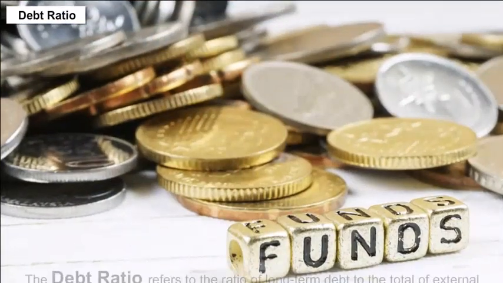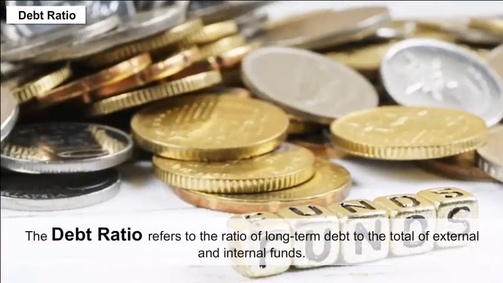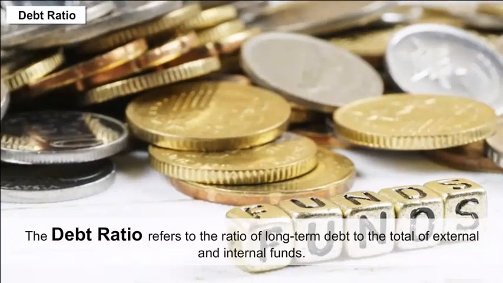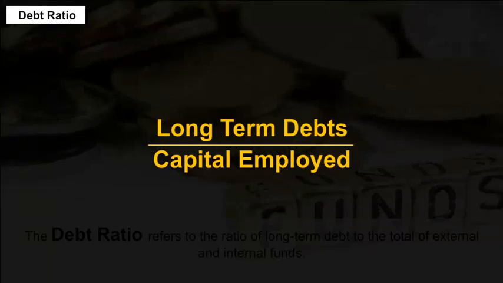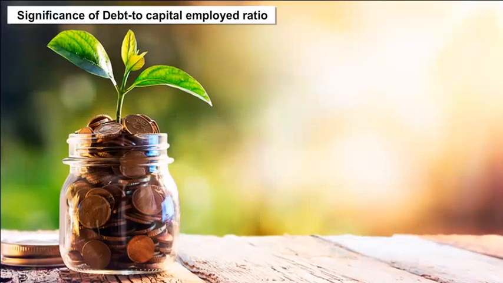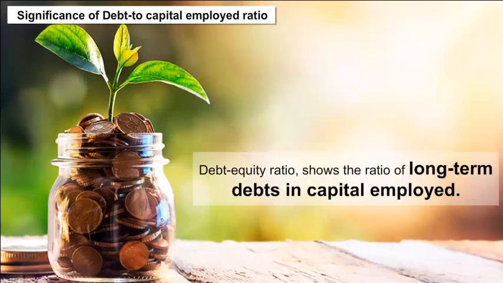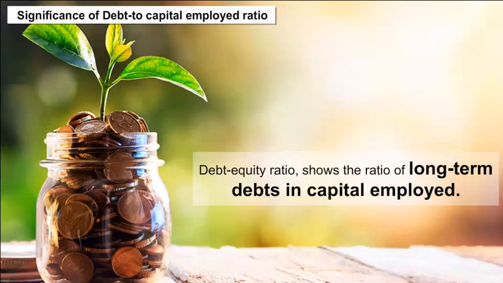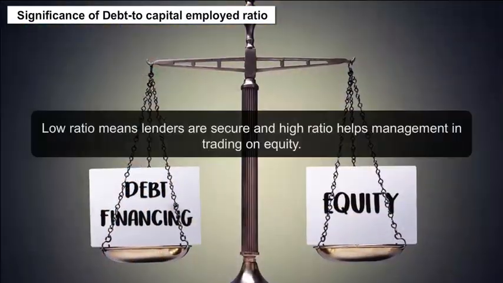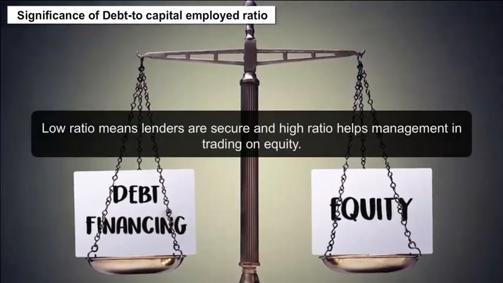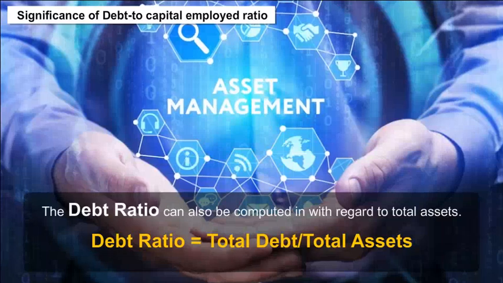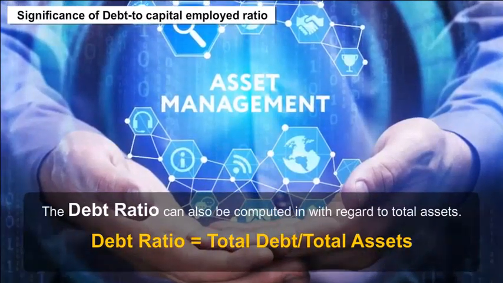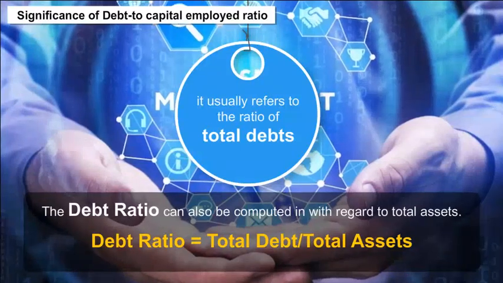Debt ratio. The debt ratio refers to the ratio of long-term debt to the total of external and internal funds. It is computed as follows: long-term debts upon capital employed. Significance of debt to capital employed ratio. Debt-equity ratio shows the ratio of long-term debts in the capital employed. Low ratio means lenders are secure and high ratio helps management in trading on equity. The debt ratio can also be computed with regard to total assets. In that case, it usually refers to the ratio of total debts.